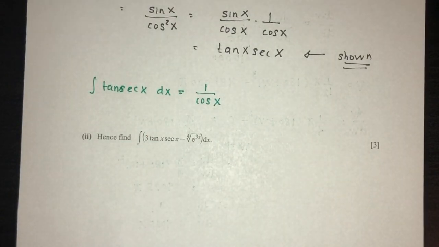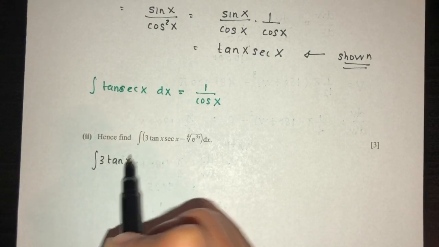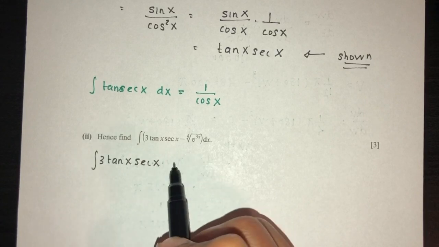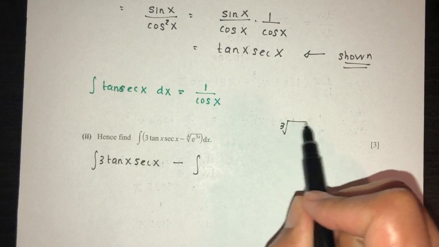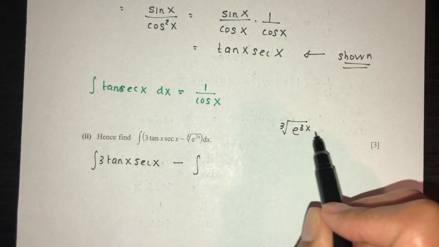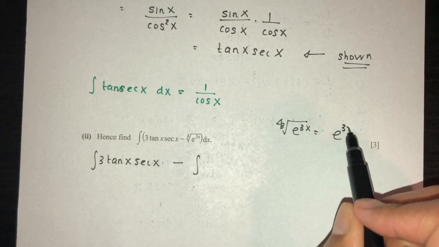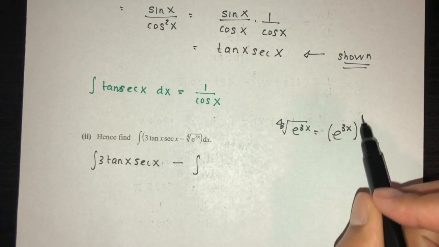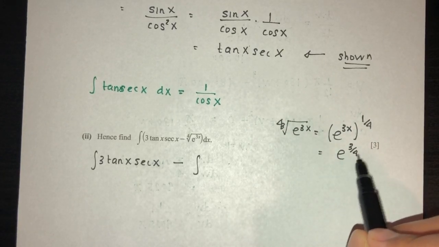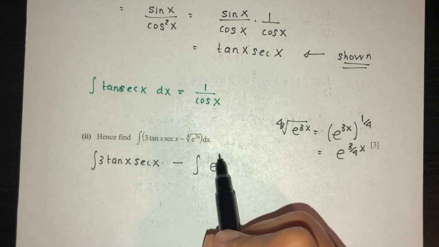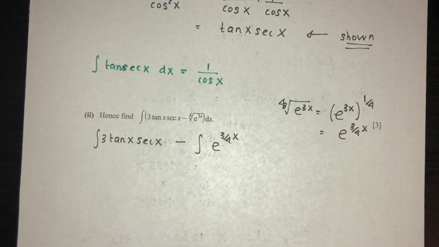Now first let's expand this. You will have 3 tan x sec x minus, what is this one? We can write this down as the same on the inside, multiplied, so the power will be 1 over 4, which is the exponential of this. Okay, now let's solve this.